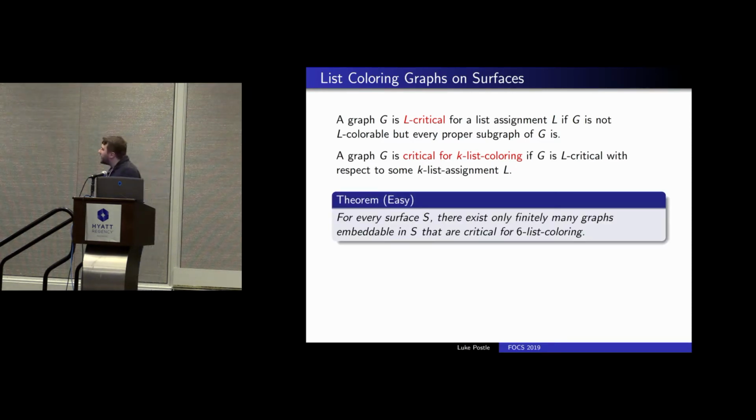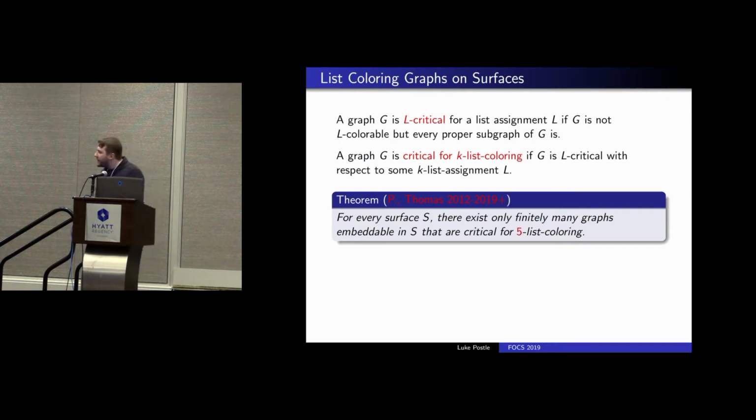And actually, a somewhat easy theorem, Thomassen gave a formal proof of this: for every surface S, there exist only finitely many graphs embeddable in S that are critical for 6-list coloring. And so that's rather easy, maybe a couple pages.